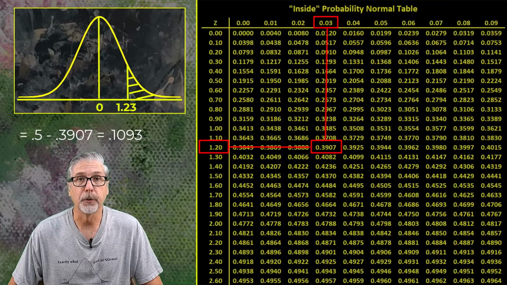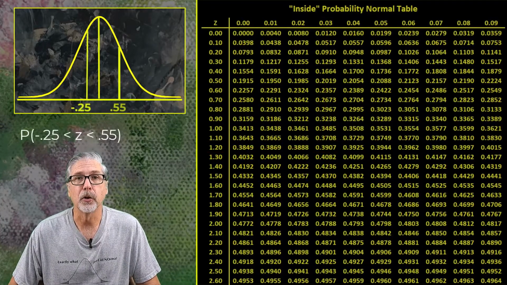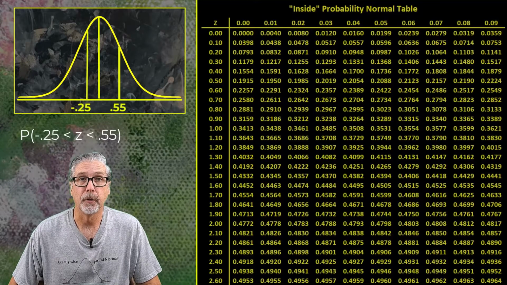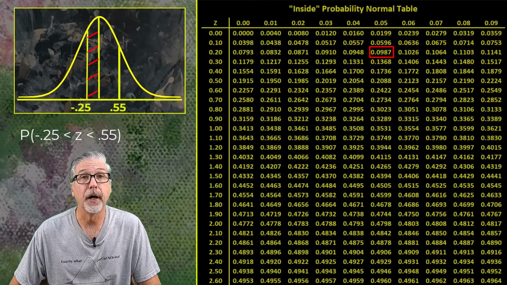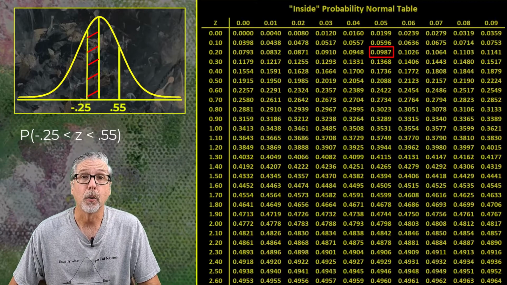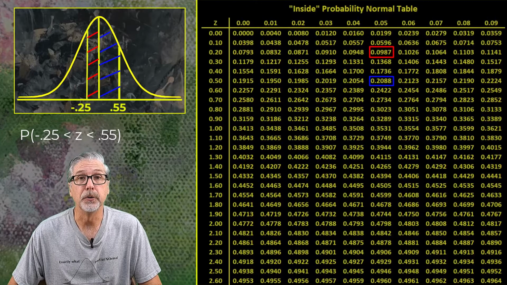We've looked at a less than or equal to probability. How about the in-between probability? Well, in this case, I have to look up 2 z-scores in my table. By looking up the z-score of negative 0.25, I see the probability 0.0987. Likewise, by looking up the z-score of 0.55, I see the probability 0.2088.